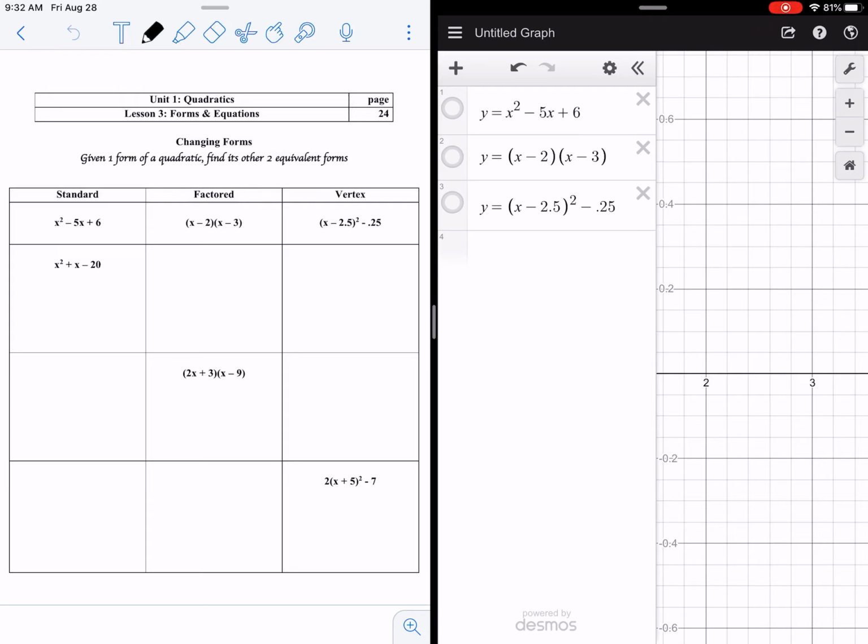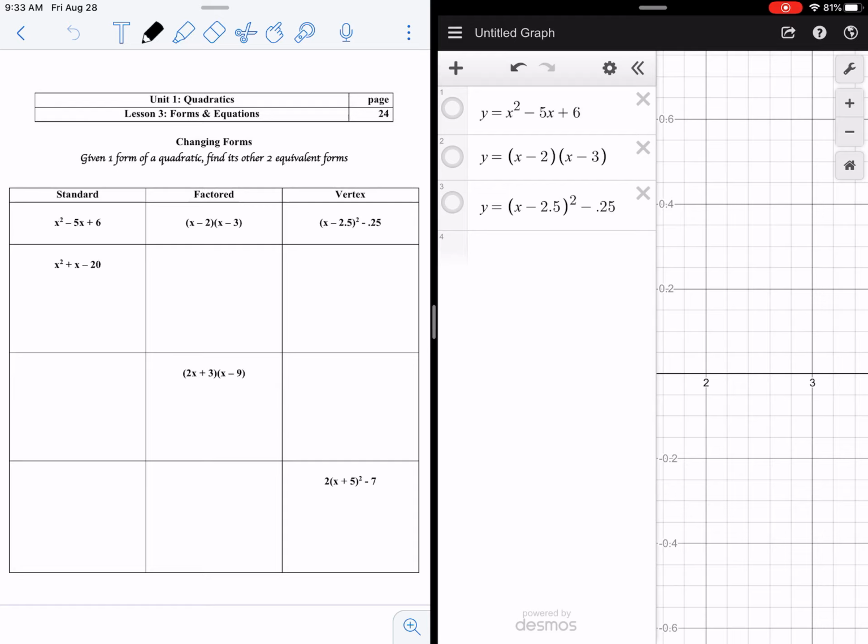Changing forms of equations is often thought of as being one of the hardest things to do in math. The reason is that you have so many different forms, you have to remember so many different equations, and then you have to remember the steps in order to get there. For example, going from standard to factored form, you have to know how to factor. Going from standard to vertex form, you have to know how to complete the square.